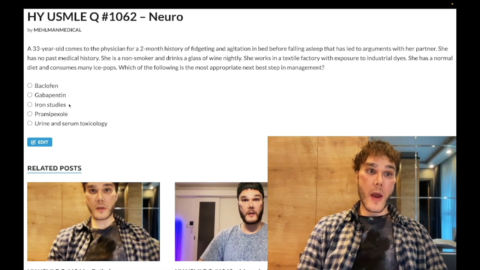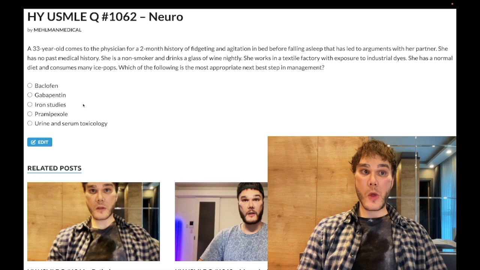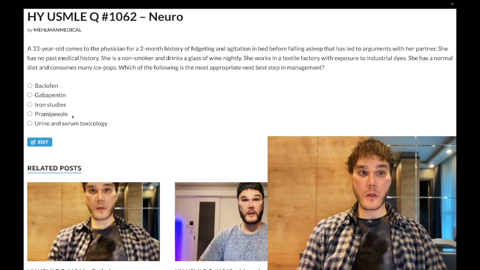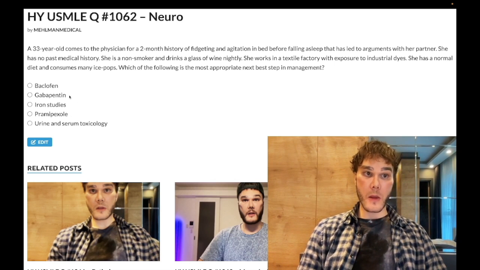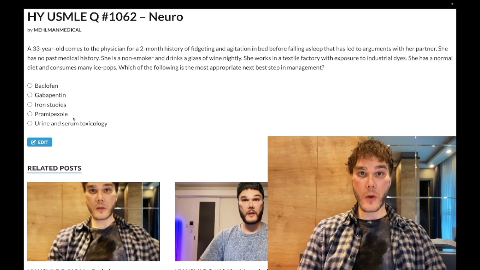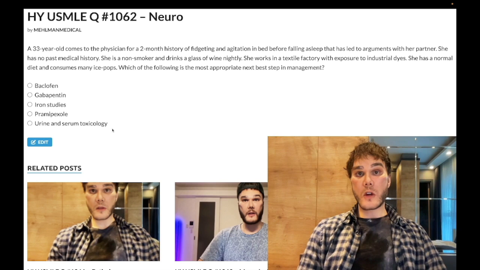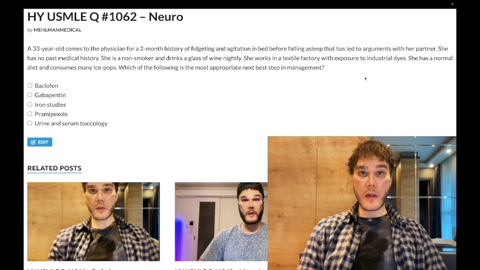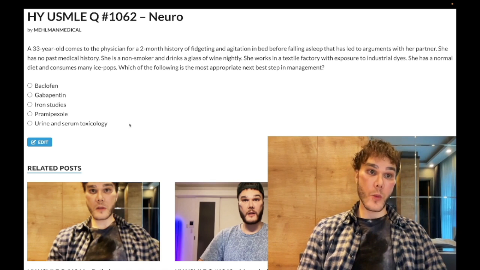So you're gonna do iron studies first, and then if they come back normal, then you can do gabapentin followed by pramipexole or ropinirole. But as I said, don't flip out about is it going to be gabapentin or pramipexole or ropinirole if we're forced to choose between the two. Urine serum toxicology, wrong fucking answer. Just obvious miscellaneous distractor. If you got pulled, I don't know, the 6% of you that got pulled into this textile factory nonsense. Toxicology, wrong fucking answer.